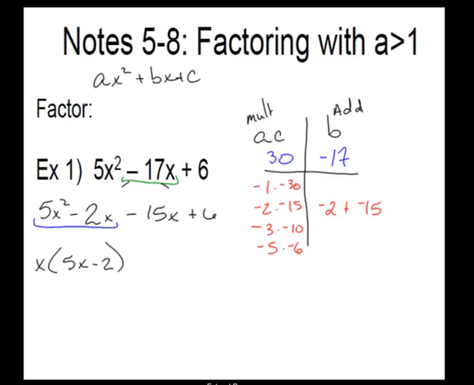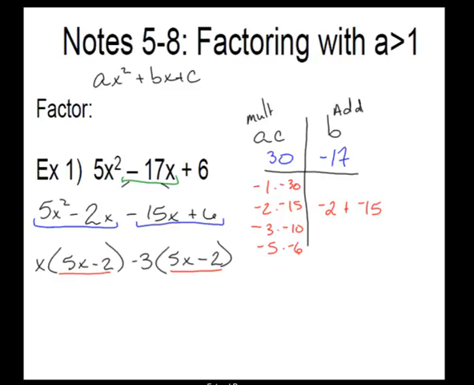I now do some grouping with my second group here. My goal is to make sure that what's left over after I take my GCF out matches what's in the parentheses after my first section. So I'm going to take out a negative 3. That makes a positive 5x and a minus 2. So now these two pieces are the same.